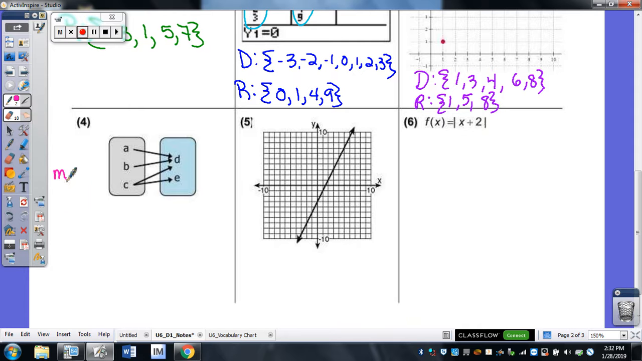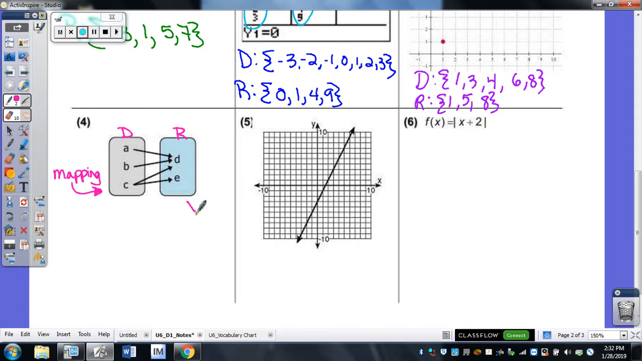Number 4, this is what we call mapping. That's our mapping diagram there. With your mapping diagram, they always put the domain first and the range second. So it's really kind of like a table. Just they like to put arrows on there.